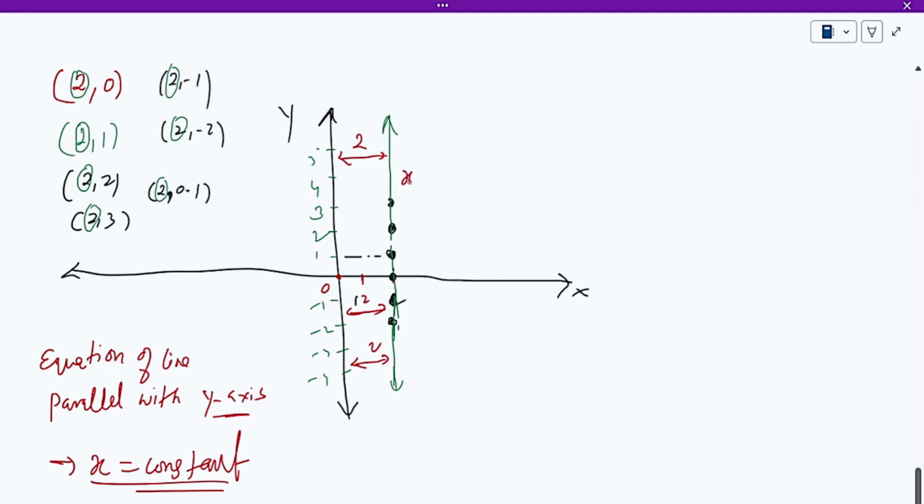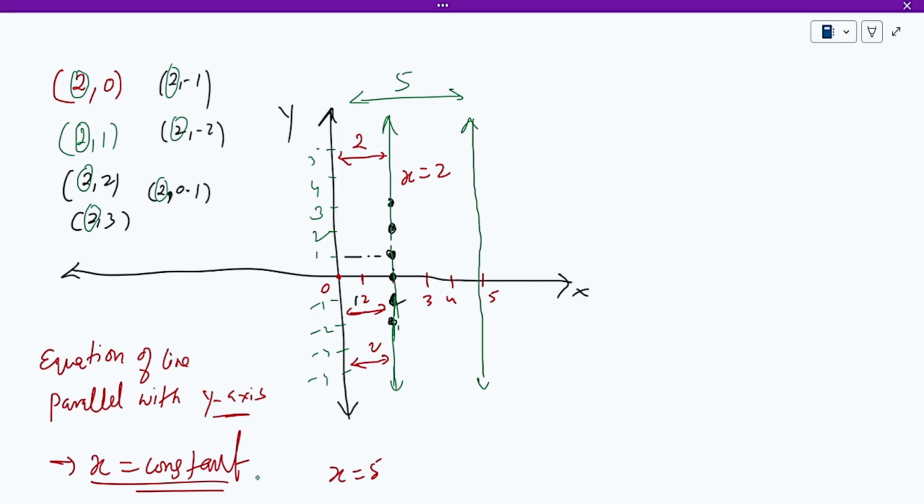This is the x is equal to 2 line. It means a line parallel with the y-axis at a distance of 2 units from the y-axis. If we write x is equal to 5, with this being 3, this 4, and this 5, that will represent a line parallel with the y-axis at a distance of 5 units from the y-axis. I hope it is clear, right?